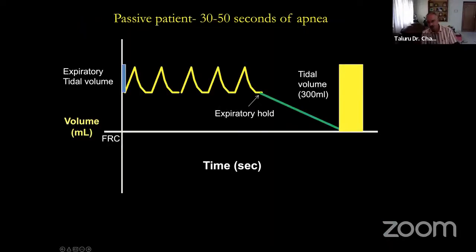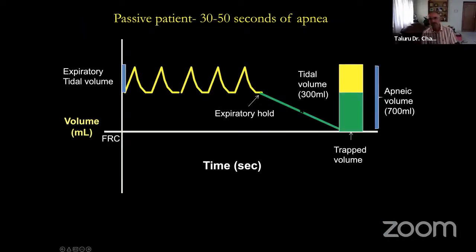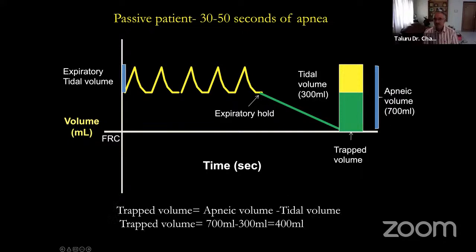If you give a long expiratory hold, instead of 300 ml, the total tidal volume has come as 700 ml. So what was the amount of volume that was trapped now? See, the apneic volume is 700, but he was only getting 300 all the time. But once we gave an expiratory hold for about 4 to 5 seconds, how much more has come? 400 ml has come. This is the trapped volume. You can also estimate the volume, also estimate the pressure.